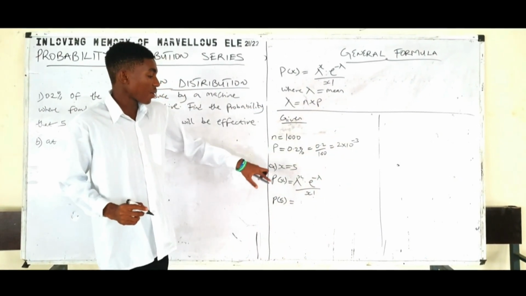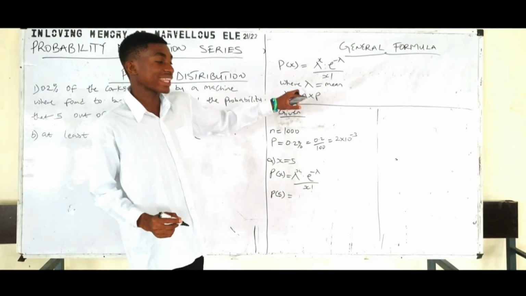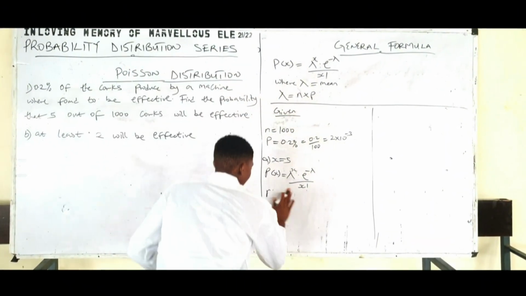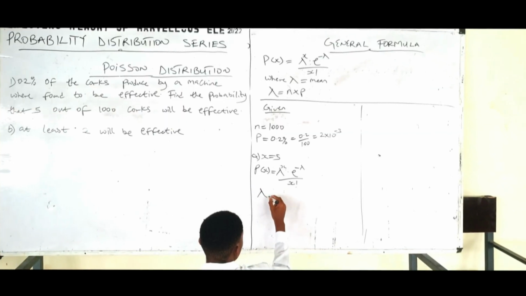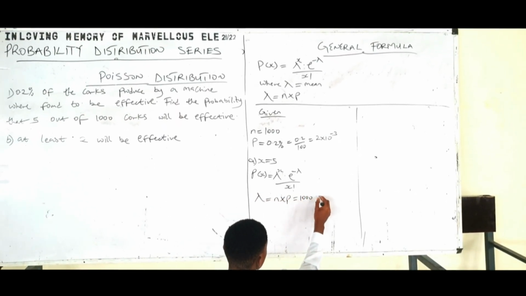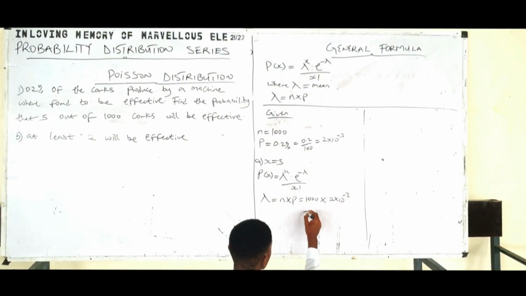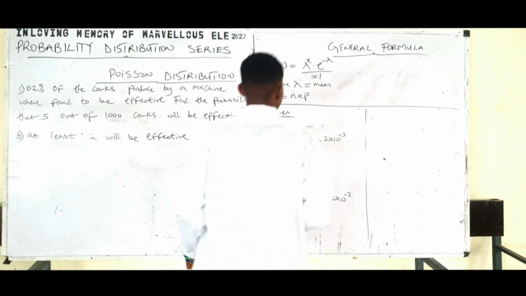we have our N, we have our P, but we need our lambda. And what is the formula for lambda? N times P. So our lambda now equals N times P, which is 1,000 times 2 times 10 raised to the power minus 3, which equals 2. This is our lambda.